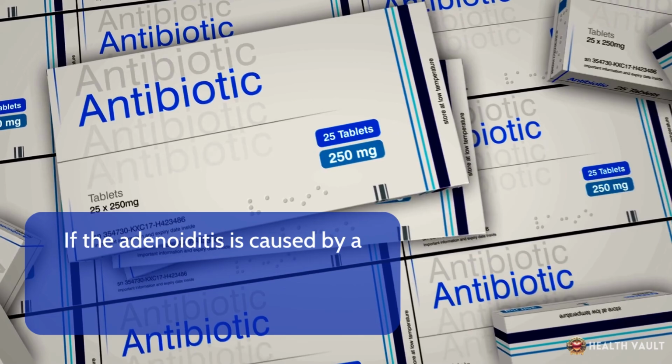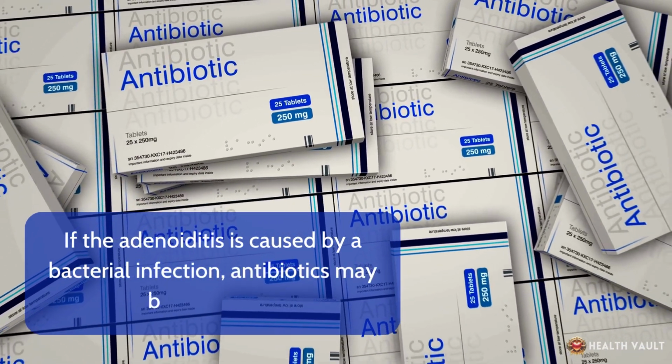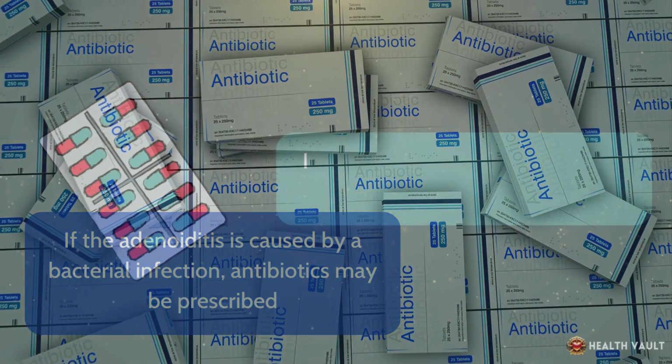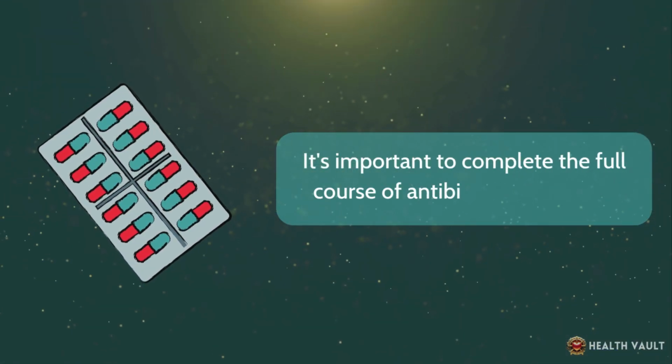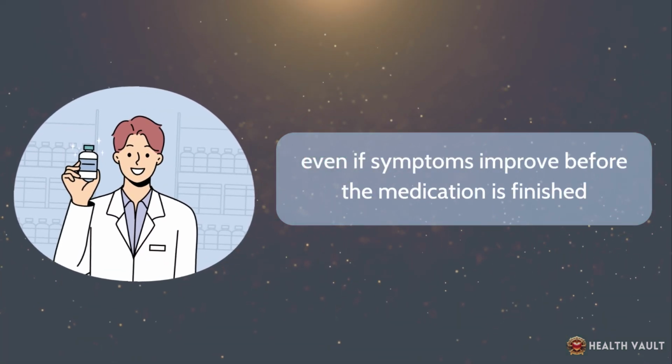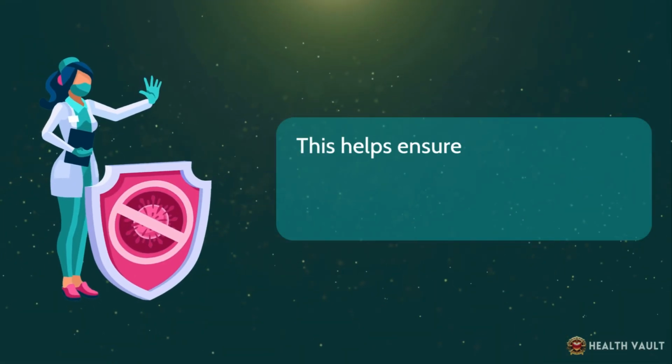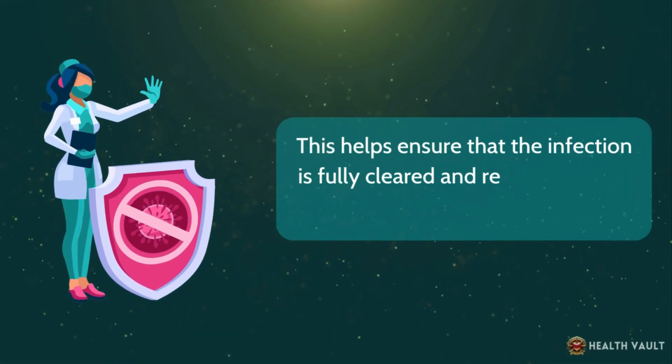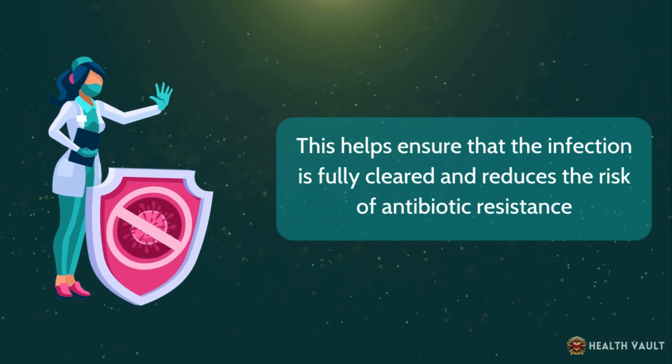If the adenoiditis is caused by a bacterial infection, antibiotics may be prescribed. It's important to complete the full course of antibiotics as directed, even if symptoms improve before the medication is finished. This helps ensure that the infection is fully cleared and reduces the risk of antibiotic resistance.